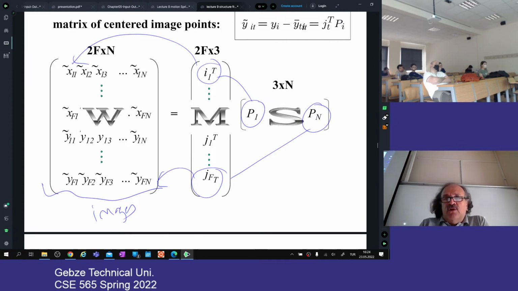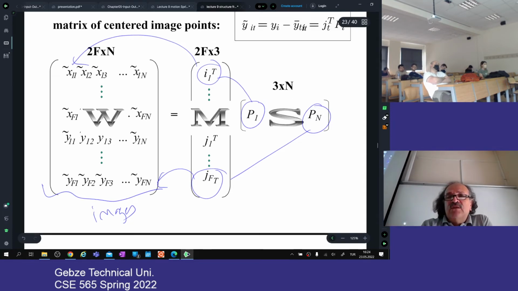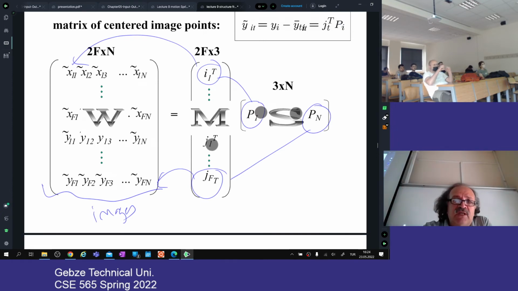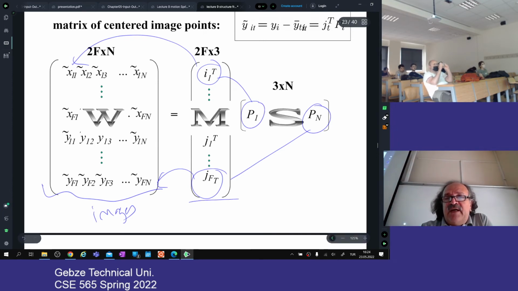Okay, so I don't know any of these. I don't know any of these. So if somehow I can factor this matrix into this kind of matrix shape, a matrix multiplication, then I recovered everything. That's why this approach is called factorization.